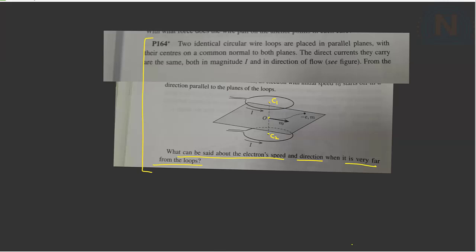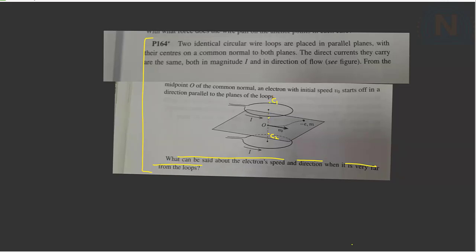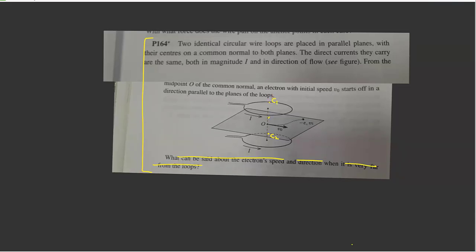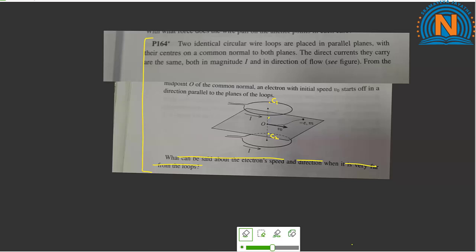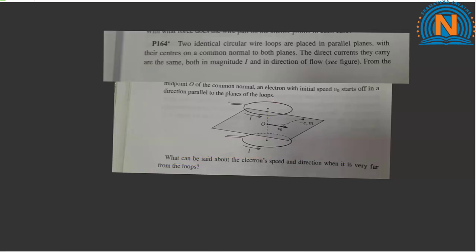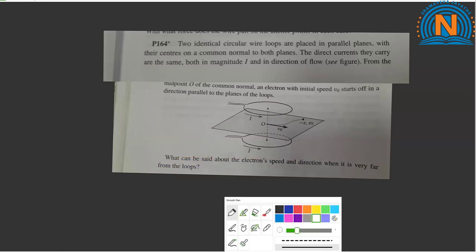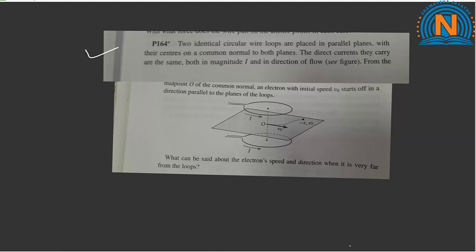What can we say about the magnitude and the direction of velocity of the electron when it is very far away from the center?